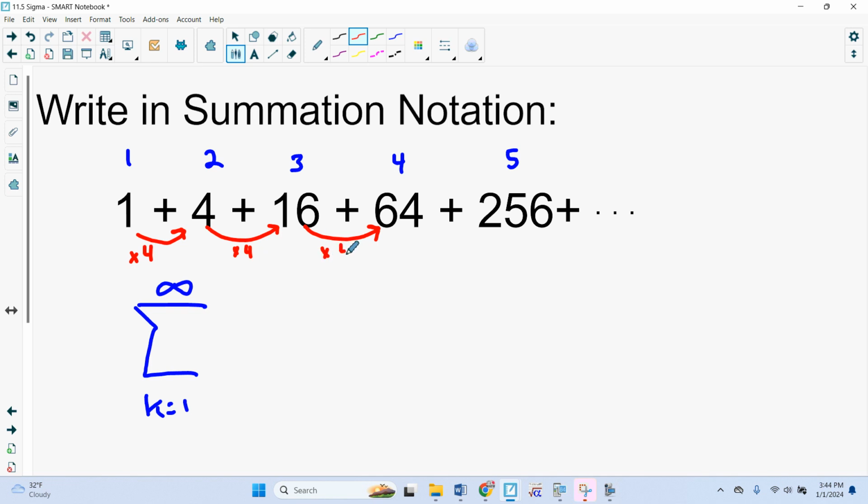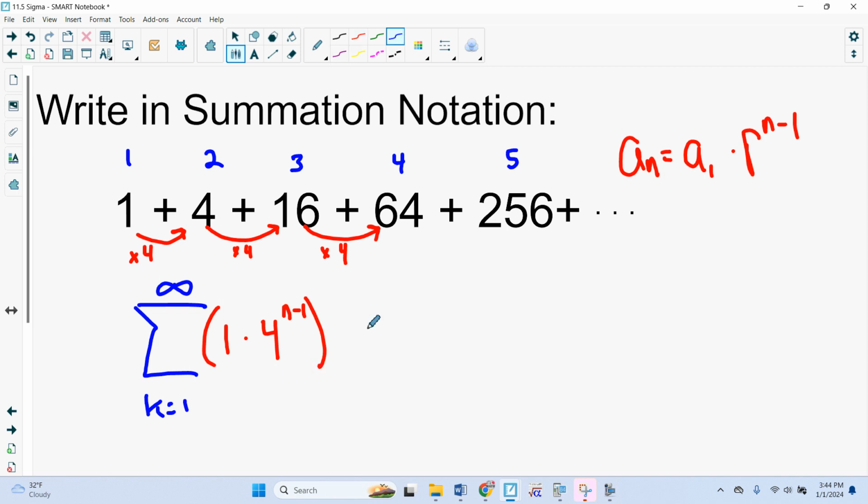So that tells us it is a geometric series, and our geometric series formula, if you remember, was this. So that is going to be 1 times 4 to the n minus 1. And I know you do not need the 1 there, but I just have it there so it's a little easier for us to see.